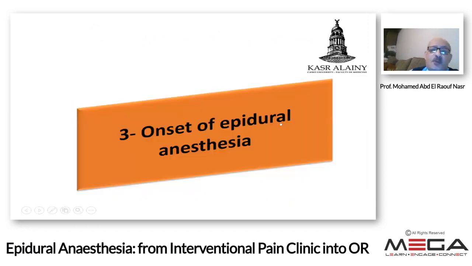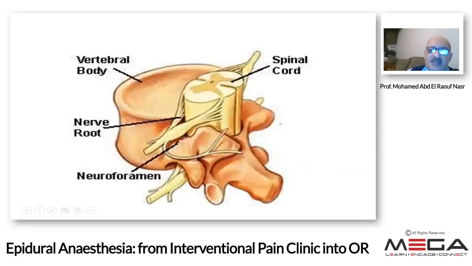Finally, the onset of epidural anesthesia. A lot of us do epidurals. There is a delayed onset that might reach 20 or even 30 minutes. This is absolutely expected because we are injecting our drug in the posterior epidural space, and the action occurs on the nerve roots, which are more continuous with the anterior epidural space.